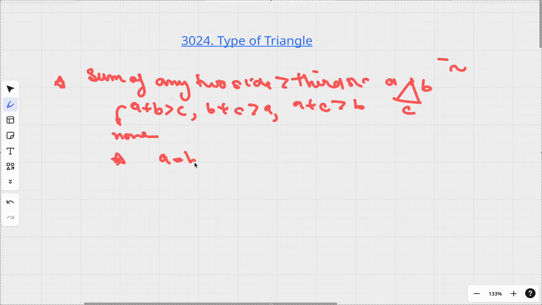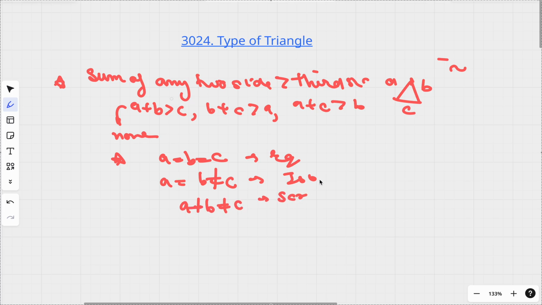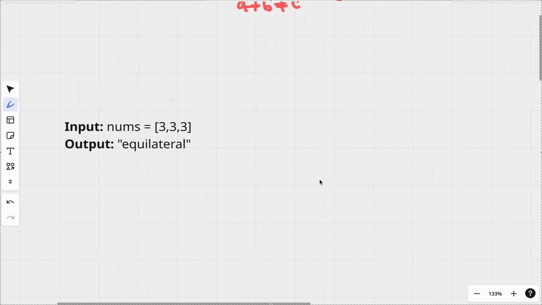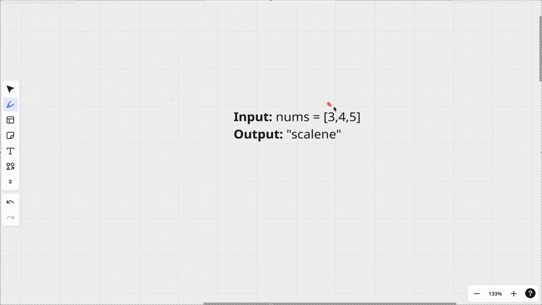If the lengths of all three sides are equal, then it's an equilateral triangle. If two of them are equal but not equal to the third side, then it's isosceles. And if none of the sides are of equal length, then we say it is a scalene triangle. So now this is the example. As you can clearly see, all three sides are equal, so it's an equilateral triangle. And here 3 is not equal to 4, not equal to 5, so it is a scalene triangle.